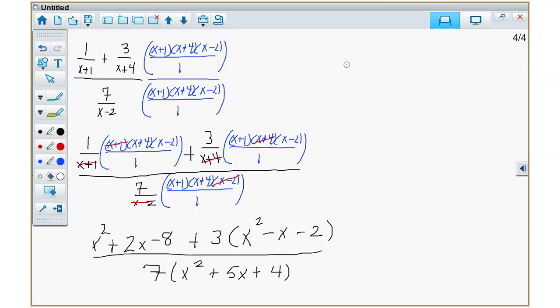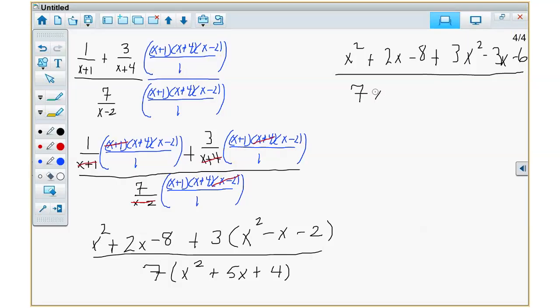So that's going to give you x squared plus 2x. Nobody said anything, so I guess they're right. Minus 8 plus 3x squared minus 3x minus 6 over 7x squared plus 35x plus 28.